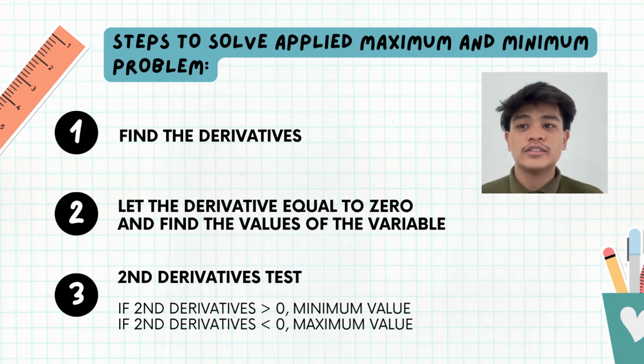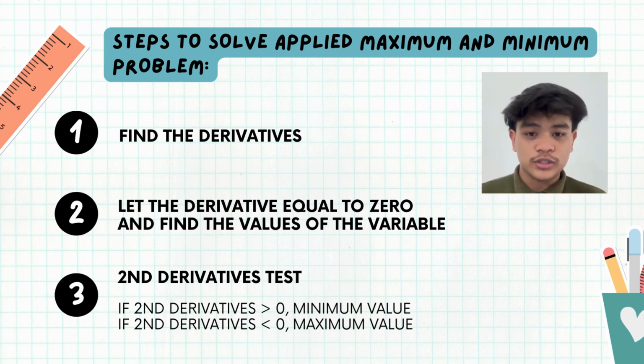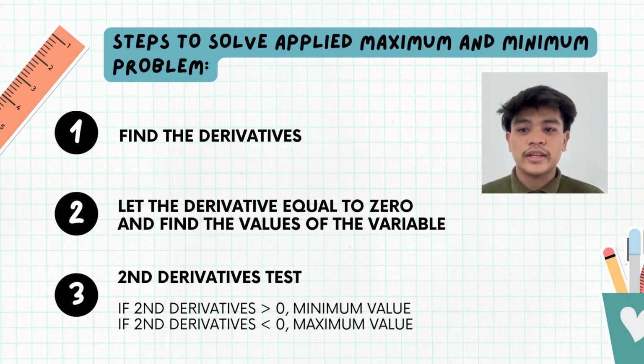So here are the steps to solve an applied maximum and minimum problem. The first one is to find the derivative. The next step is we let the derivative equal to 0 and find the value of the variable. The third one is to do the second derivative test. If the second derivative is more than 0, then it is a minimum value. If the second derivative is less than 0, then it is the maximum value.